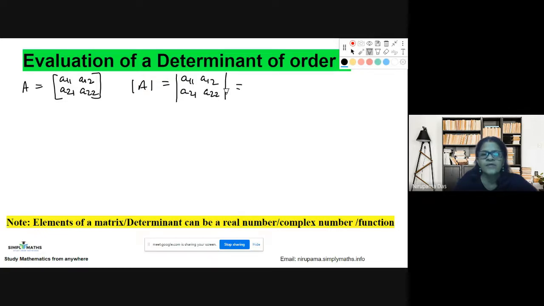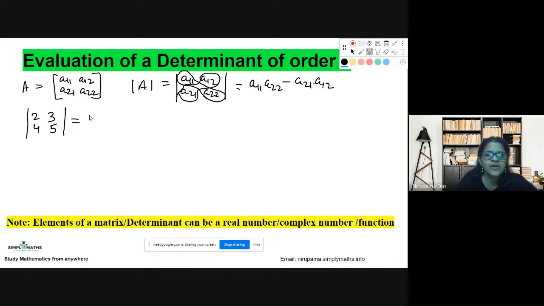And while evaluating, we multiply elements of the main diagonal, and from it we subtract the product of the other diagonal. Basically a11 a22 minus a21 into a12. For example, if I write here 2, 3, 4, 5, and I want to evaluate this determinant, I have to write 2 into 5 minus 3 into 4, which means 10 minus 12, which is minus 2.